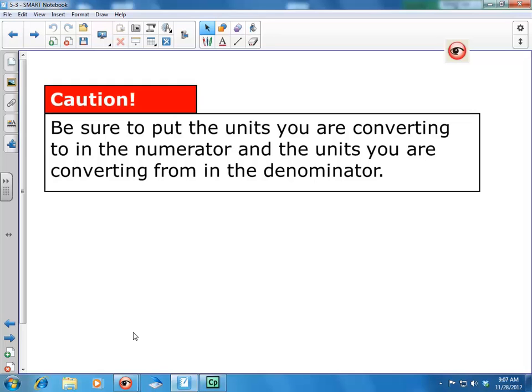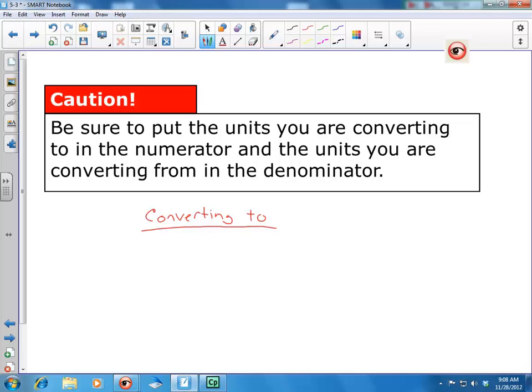Now, you don't have to write this whole thing down, although make a note about something, maybe converting to goes on top. Like if I wanted you to convert something to inches, you would put inches on top, and let's say you were converting from feet, then the feet would go on the bottom. And converting from goes on the bottom.